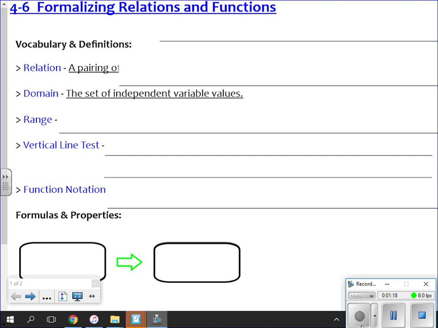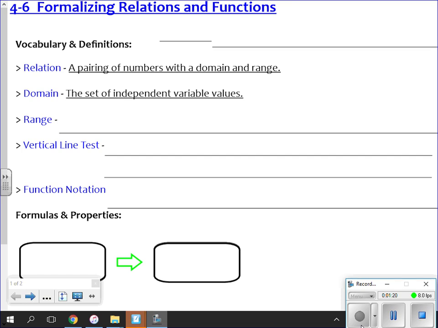The domain is the set of independent variable values. The domain is usually the x coordinate. It is also your input. What we put into an equation is our domain. You get to pick the domain. You get to pick the input values, the x coordinates. Those are your, generally speaking, your domain. Okay.